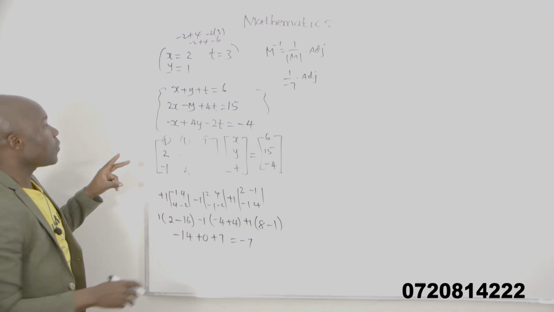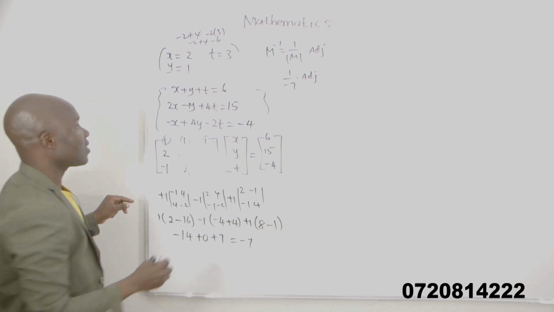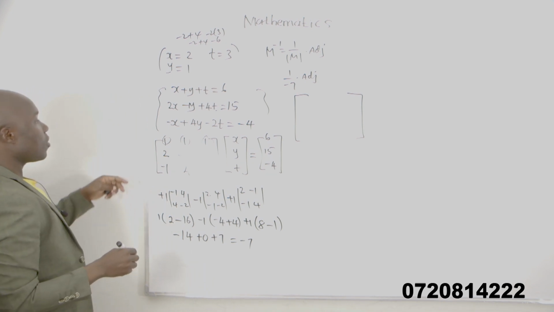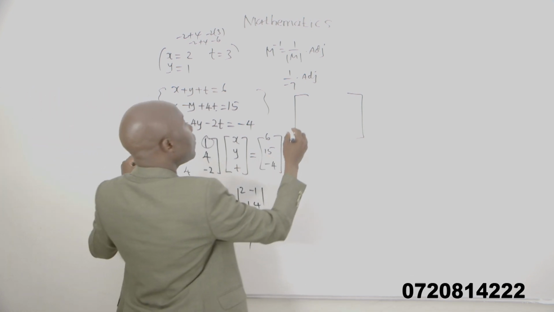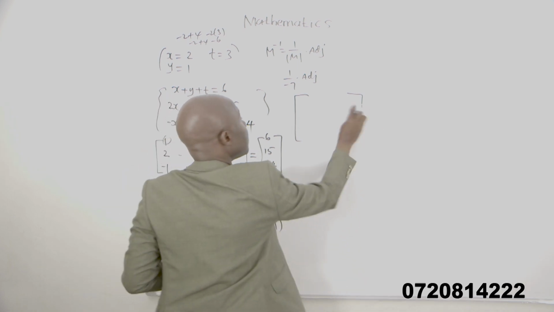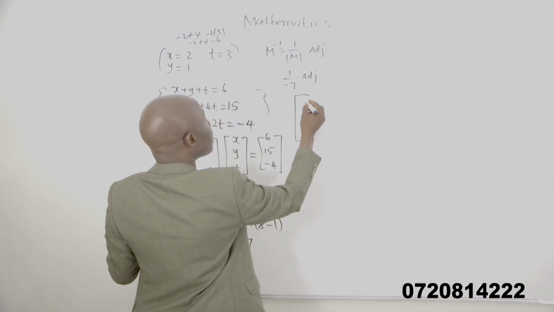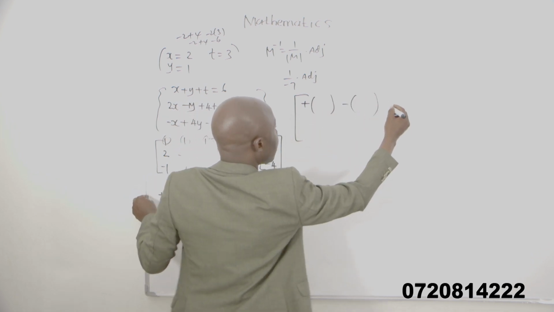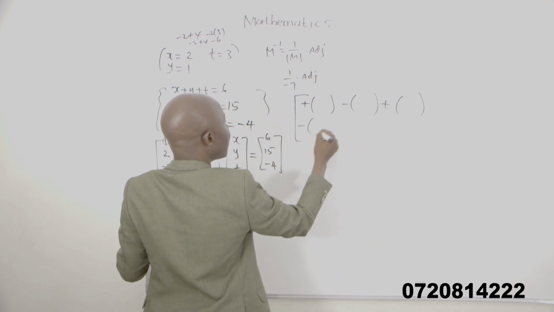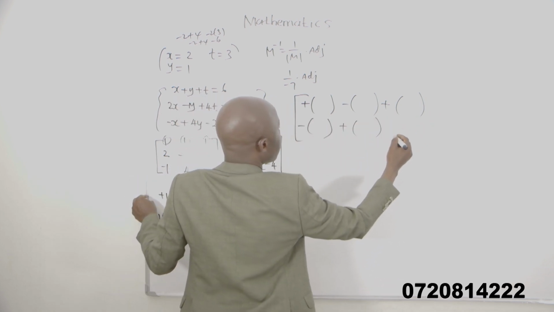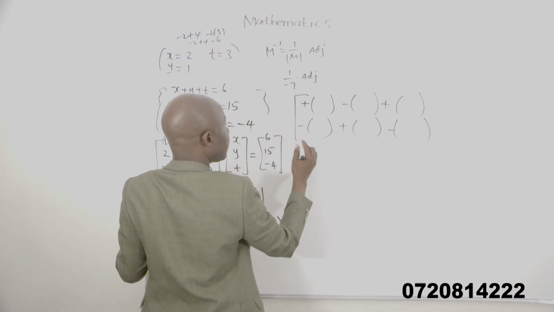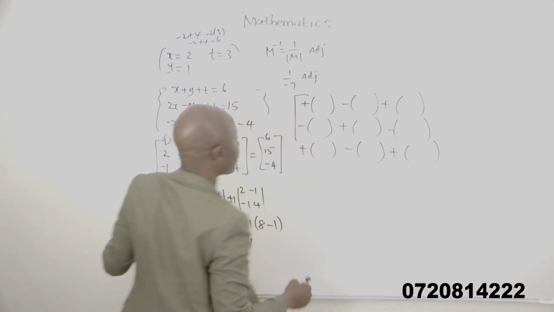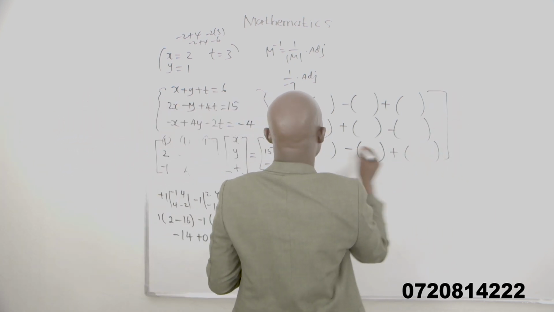How do we get the adjoint? We get all the cofactor matrices, then we transpose. So you are supposed to pick it here. So I come here. Remember, we start with a positive. Allow me to rub this end. So it's a plus, minus, then plus, minus, plus, then minus. Then we get to plus, minus, then plus. We alternate. Now this is the cofactor matrix we want to identify.